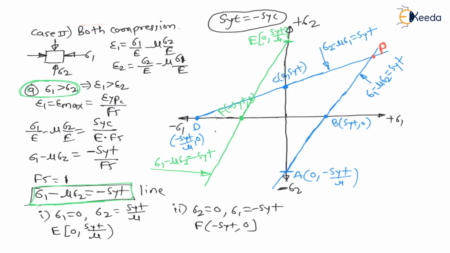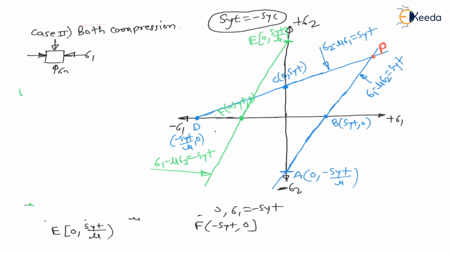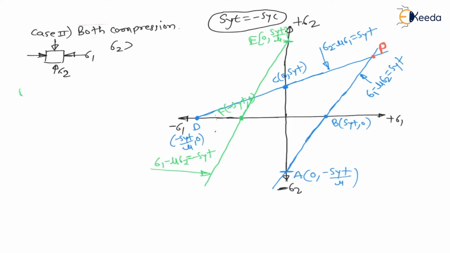Now by considering sigma 2 greater than sigma 1, for the same case, we have to draw another line. Let us consider here sigma 2 is greater than sigma 1, another case, right? Therefore E2 will be more than E1.